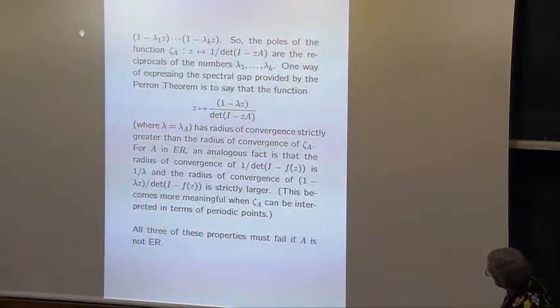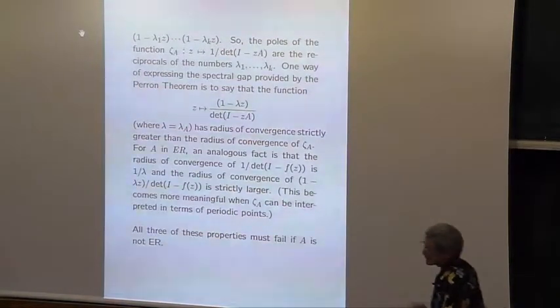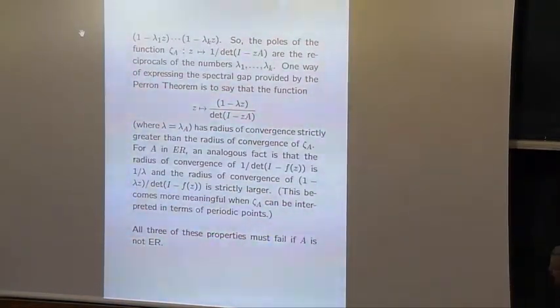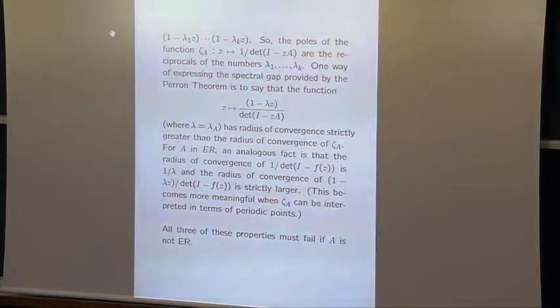So one way of expressing the spectral gap provided by the Perron theorem is to say that if we look at the ratio (1 minus lambda z) over the determinant of I minus zA, this has a radius of convergence strictly greater than the radius of convergence of the zeta function, zeta A. Because all I did was to cancel out 1 minus lambda z. Okay? And now the other lambdas are smaller, so the other reciprocals are bigger, and so the radius of convergence went up. Okay, you'll see more of this probably in Pollicott's talks.